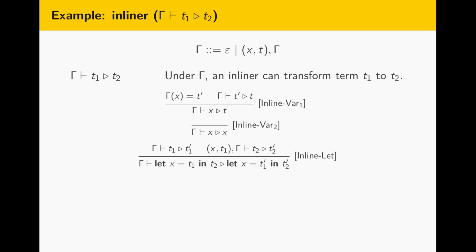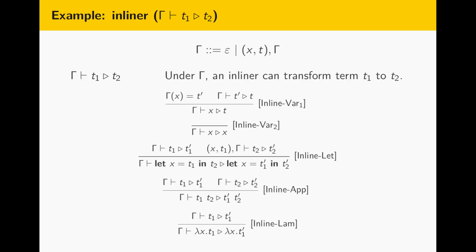In the case of lets, a let can be translated into another let if the subterms t1 and t2 can inductively be related. However, in the case of t2, this happens under environment gamma extended with the definition of x. In the case of application and lambda, the rules simply follow by induction on the subterms. It is interesting to note that this relation captures all possible inlining strategies.